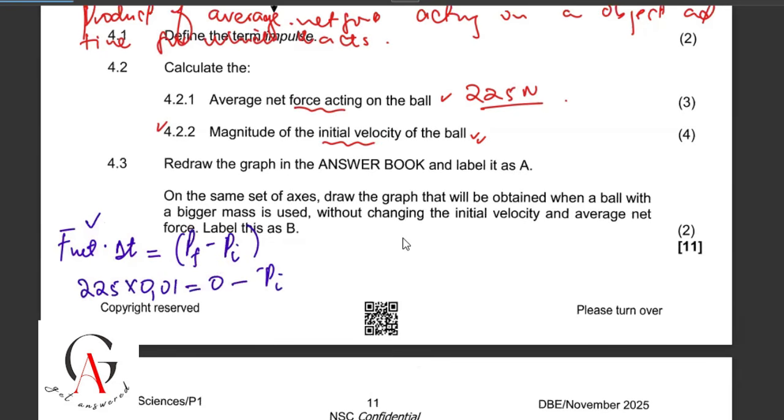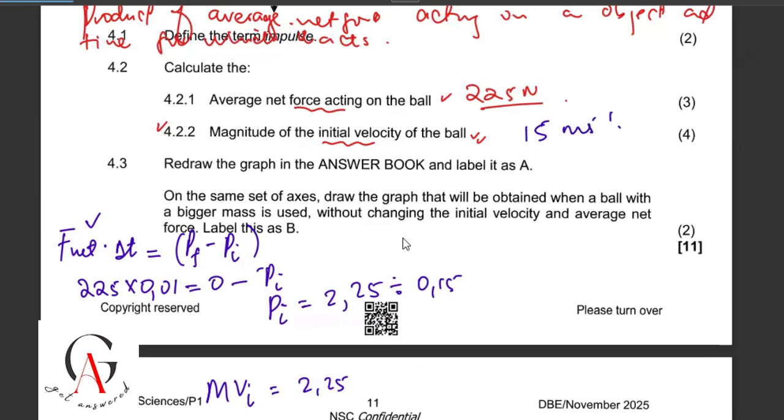So 225 times 0.01 gives me 2.25. This is our momentum. Then we know that momentum will be the mass multiplied by the v initial. Then divide both sides by the mass. So it's going to be 2.25 divided by the mass, which is 0.15. So when I divide this by 0.15, I'm getting 15 meters per second.